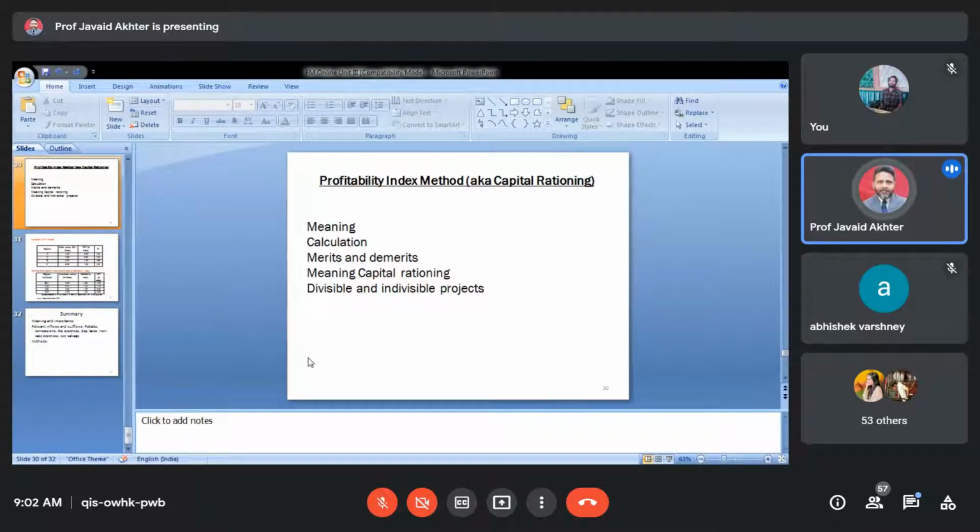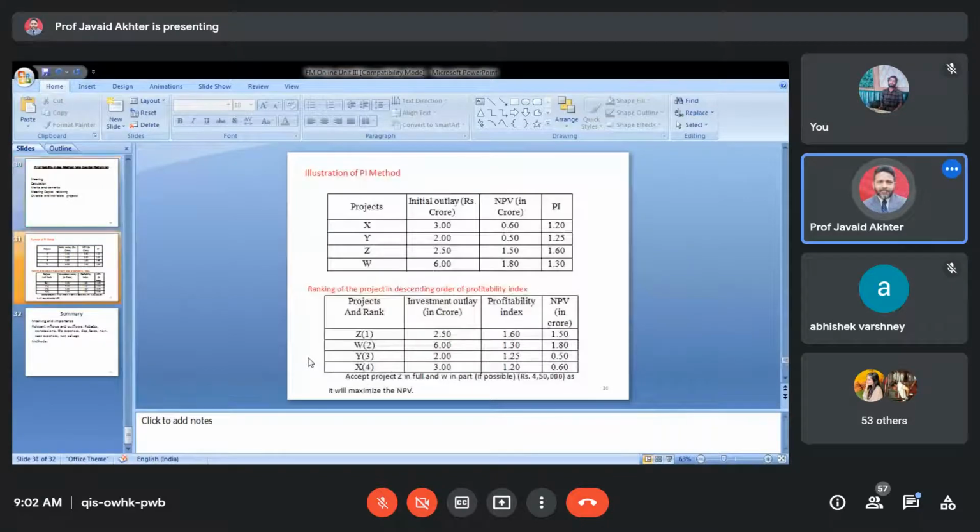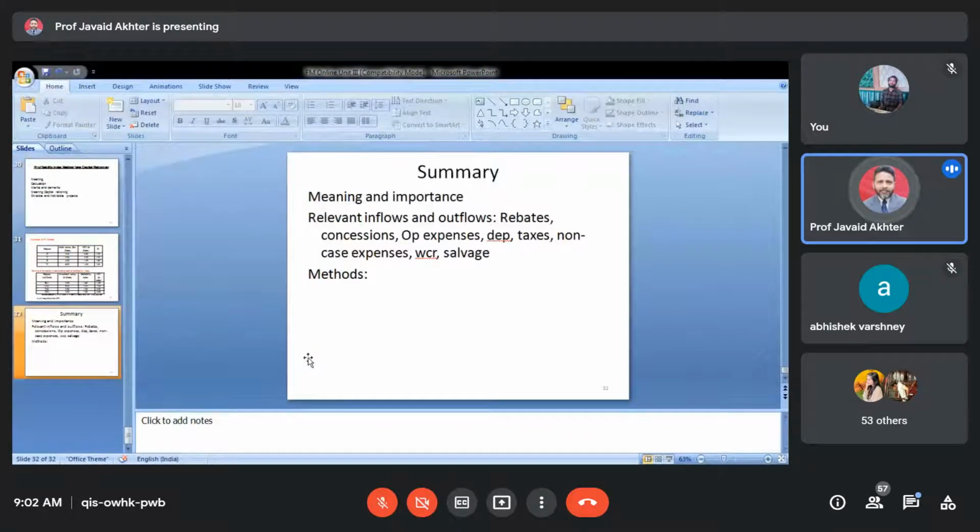With this, all the methods that we are supposed to discuss in capital budgeting, we have discussed their meaning, their calculation, their decision making, merits and demerits. And with that, we are left only with one topic that I will cover, that is using Microsoft Excel in capital budgeting decisions. Before I do that, let me explain to you the summary of what we have done in unit number 3.